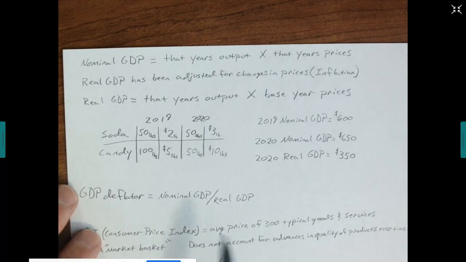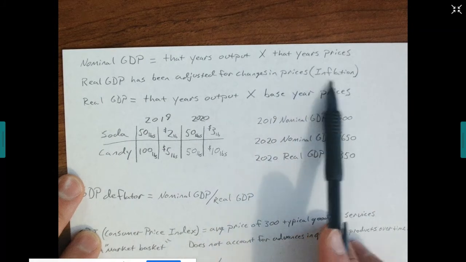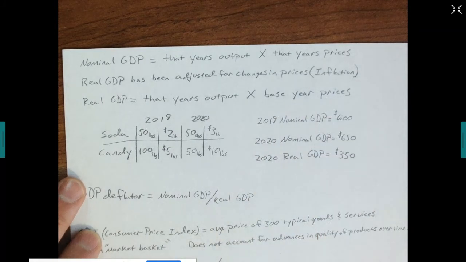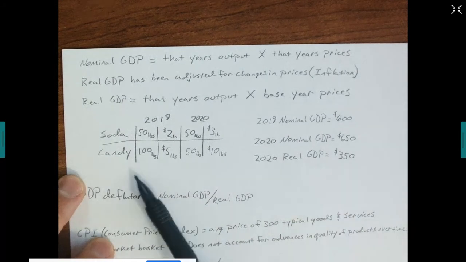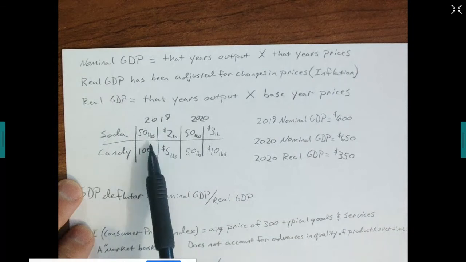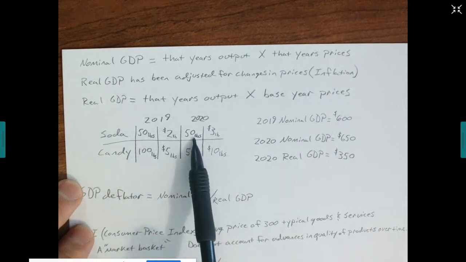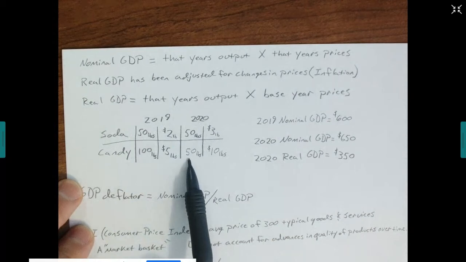Real GDP, on the other hand, has been adjusted for changes in prices, the changes in inflation over time. Real GDP is that year's output times what is known as the base year prices. Here is an example. If an economy makes two different items, soda and candy. In 2019, they produced 50 pounds of soda and 100 pounds of candy. In 2020, they produced only 50 pounds of soda and 50 pounds of candy.